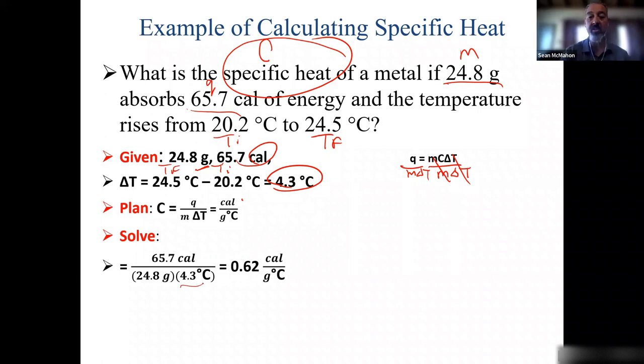And this makes logical sense because remember, water has a really high specific heat. Water's specific heat, in units of calories, is 1 calorie per gram degree Celsius. So this is 40% higher. Water has a greater specific heat than this unknown metal. So that's an example of calculating specific heat.